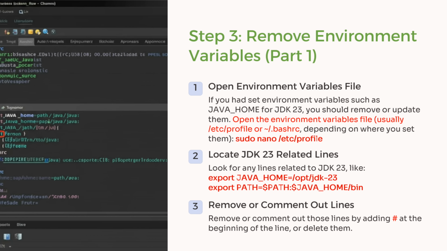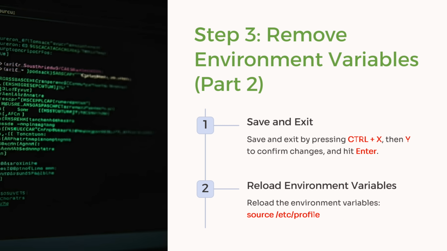Step 3 is remove environment variables. If you had set environment variables like JAVA_HOME for JDK 23, then you should remove or update them. Open the environment variable file using the sudo nano command. Then locate JDK 23 related lines and comment them out, or remove the lines. Then save and exit the changes by pressing Ctrl+X, then Y to confirm the changes, then hit enter. Then reload environment variables using this command.